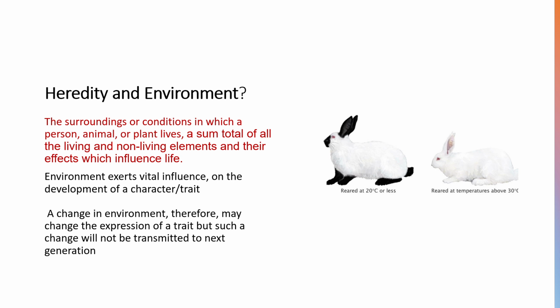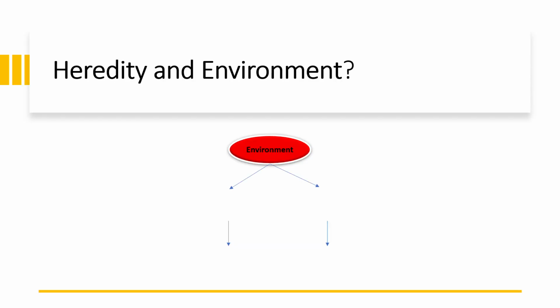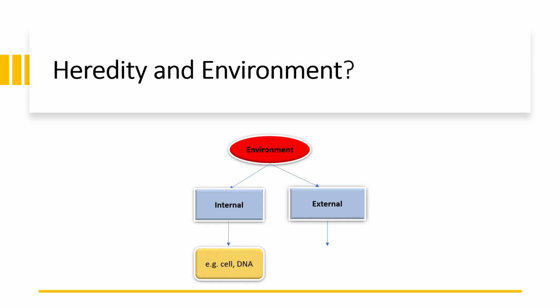So what is the impact of environment on the heredity? The surroundings and conditions in which a person, animal, or plant lives, the sum total of all the living and non-living elements and their effect which influence the life, is called environment. Environment exerts vital influence on the development of a characteristic. A change in the environment, therefore, may change the expression of the trait, but such a change will not be transmitted to the next generation. That is not inheritable, as I told you earlier. Environment is a combination of external and internal environment. Internal means within the cell, like the DNA environment, and external environment means weather, soil, wind, etc.